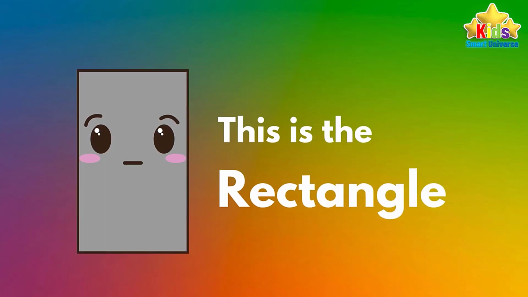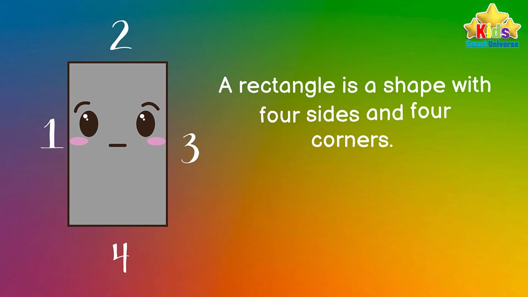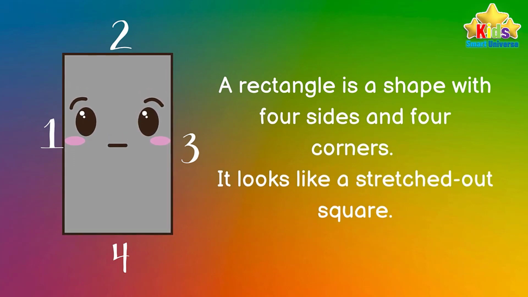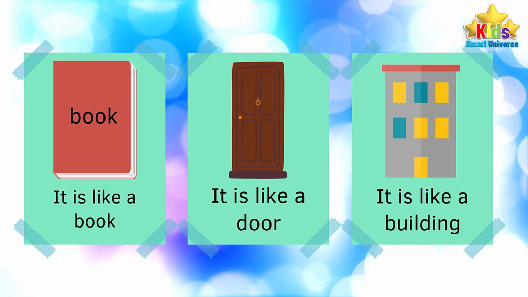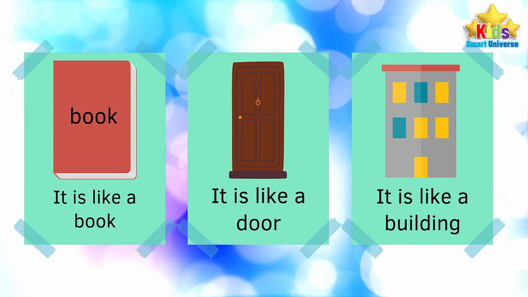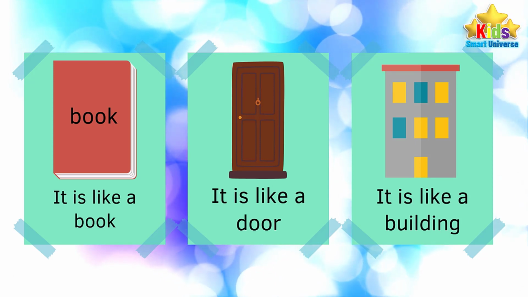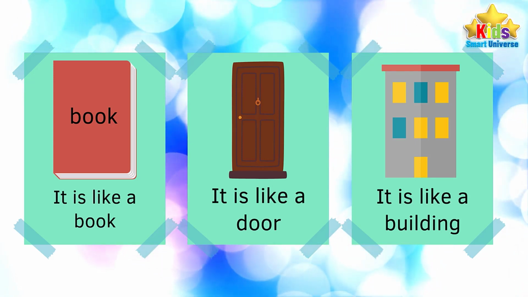This is the rectangle. A rectangle is a shape with 4 sides and 4 corners. It looks like a stretched out square. It is like a book. It is like a door. It is like a building.